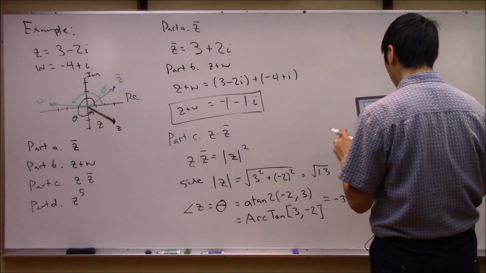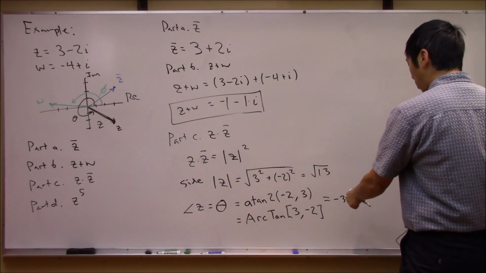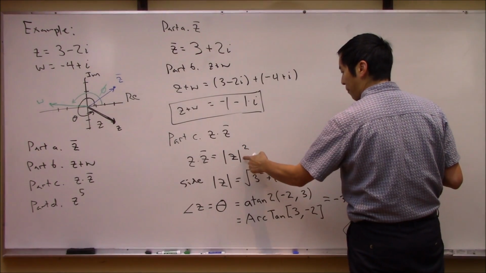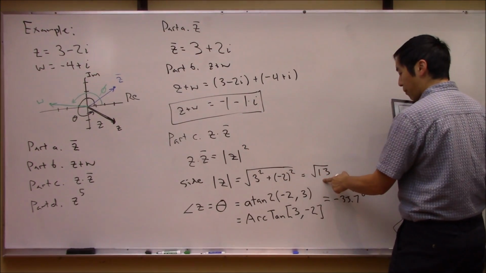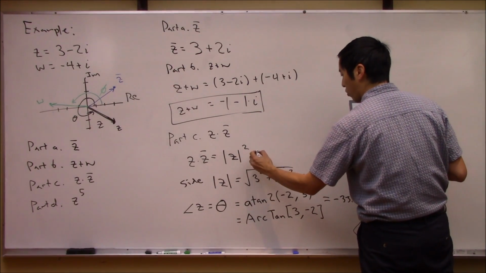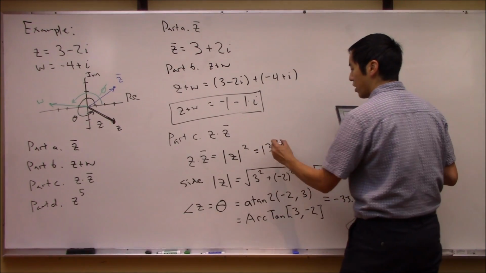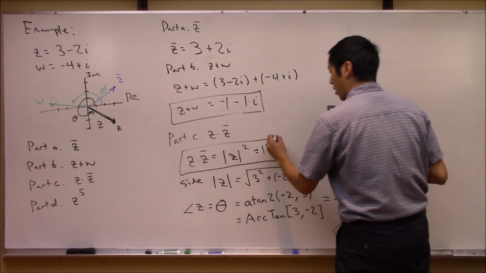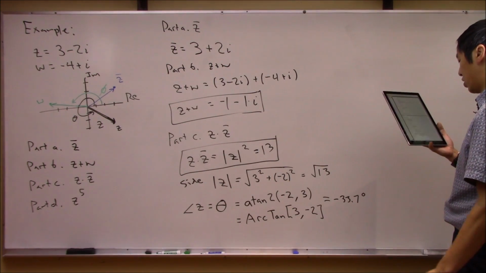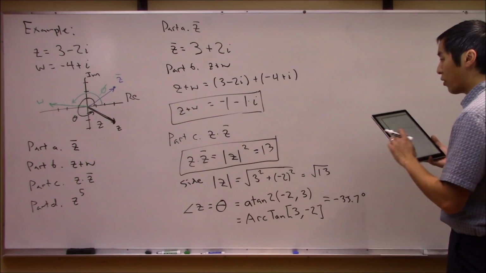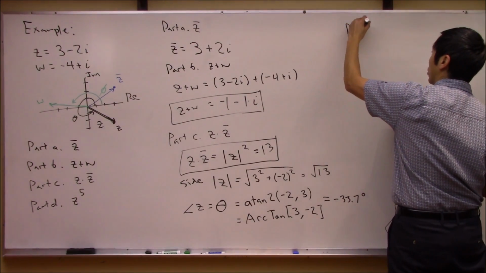Okay, great. Those are the two sidebars. So at this point, we can easily calculate the magnitude of z squared. The magnitude of z is root 13, so squared it's just going to be 13. So there you go. z times its complex conjugate is just the number 13. Let's go ahead and do the last one just to make sure we're all on the same page.